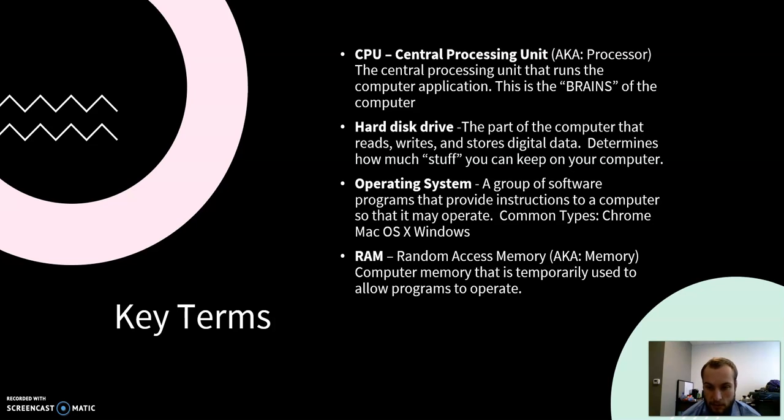The operating system is a group of software programs that provide instructions to a computer so that it may operate. Like if you have a Chromebook, that would be Chrome, or if you had a Mac, it would be iOS, and if you had just a regular computer, it may use Windows. And then the RAM is random access memory, and that is computer memory that is temporarily used to allow programs to operate.